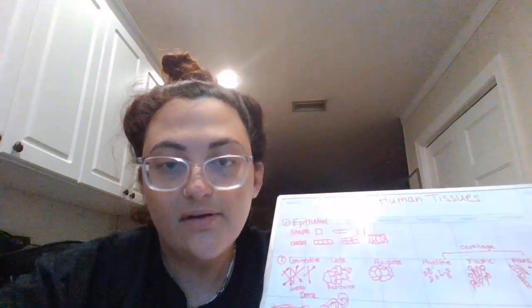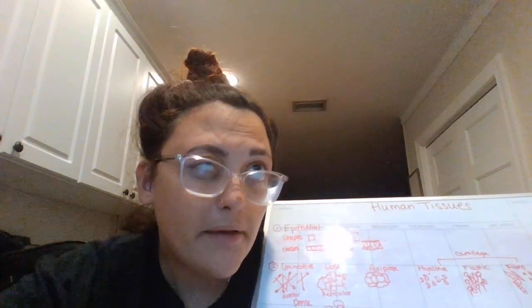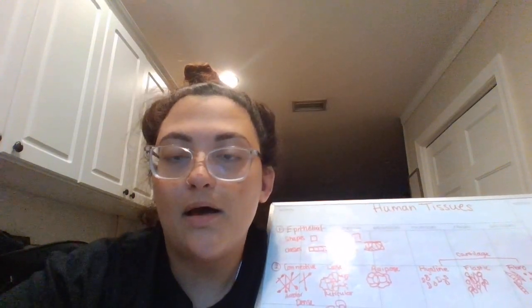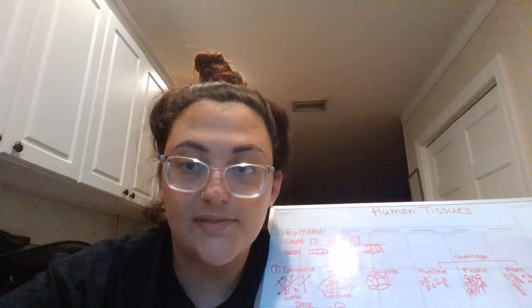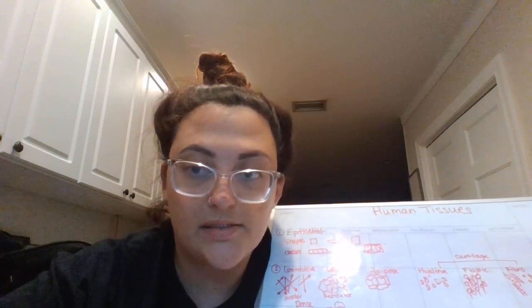And then now we're going to talk about nervous tissue. The nervous tissue is composed of neurons and neuroglia, I believe, and it's meant to help protect the nerve cells, and they communicate chemical and electrical signals as well.